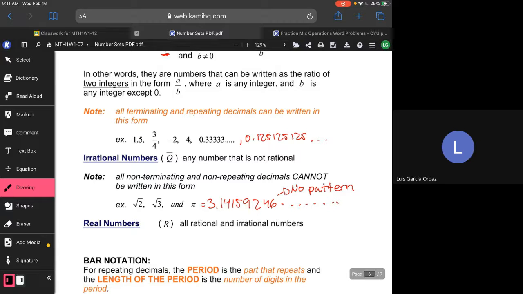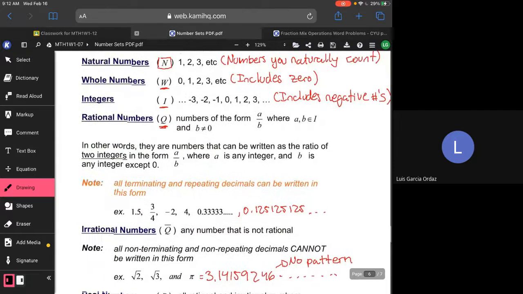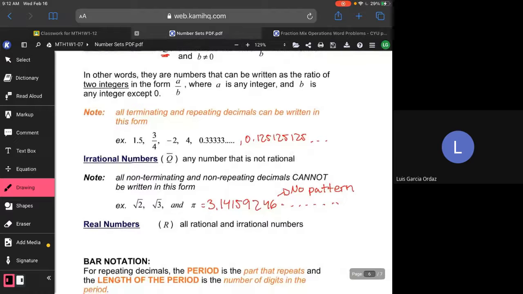And the real numbers are all rational and irrational numbers. So real numbers contain everything we saw in the groups above. So real numbers are irrational numbers, rational numbers, integers, whole numbers, and natural numbers.